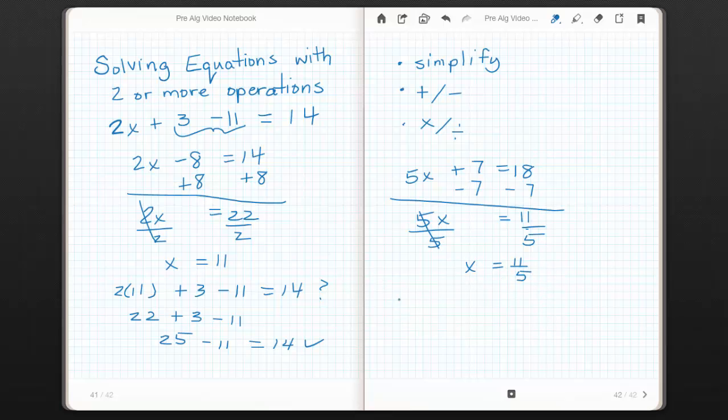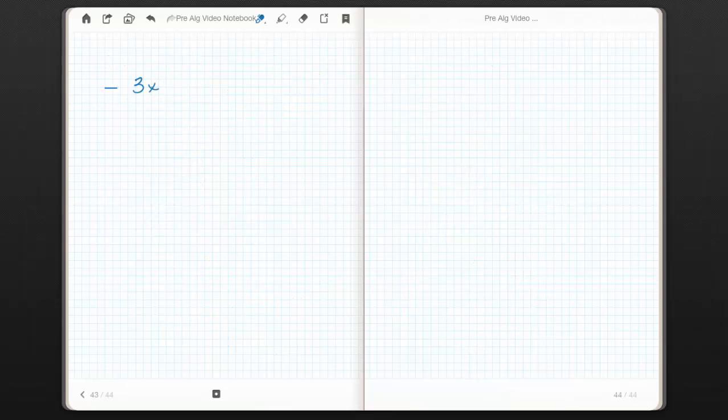Plugging that in is a snap. There's my solution. Now, is that really equal to 18? Well, that reduces. 1 times 11 is just 11 plus 7, and that is definitely 18, so we did that correctly. How about negative 3x plus 14, and that's equal to 7 plus 8x on the other side.